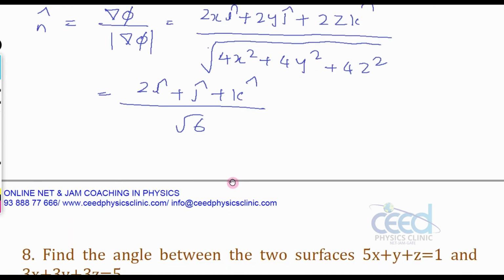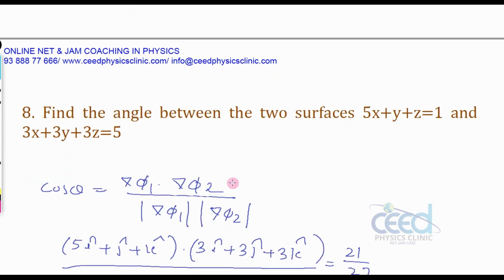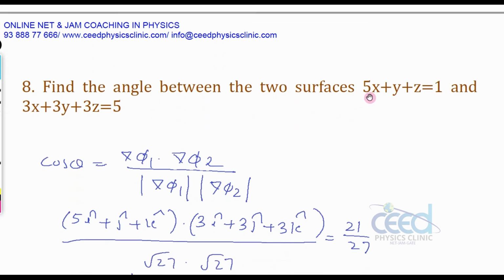Now let us go to another problem. Find the angle between the two surfaces 5x plus y plus z equal to 1 and 3x plus 3y plus 3z equal to 5. We have already studied the theory of how this becomes the angle between two surfaces, so you just watch that video. If phi 1 represents the first surface equation and phi 2 represents the second surface equation, then the angle between them is del phi 1 dot del phi 2 divided by mod del phi 1 mod del phi 2.